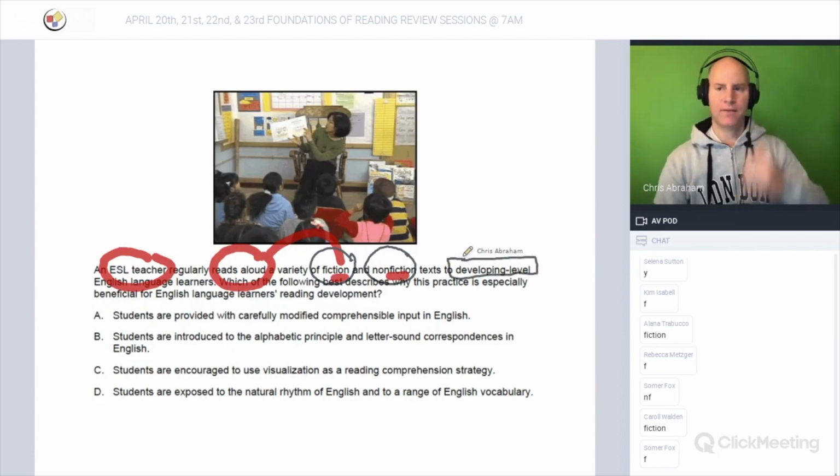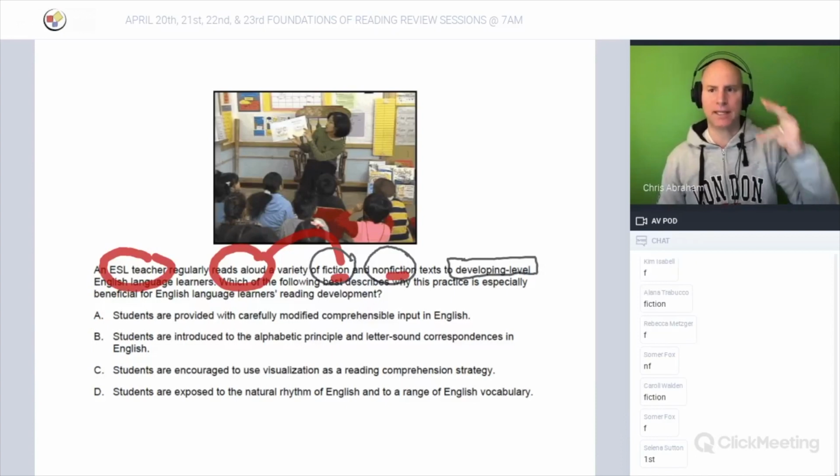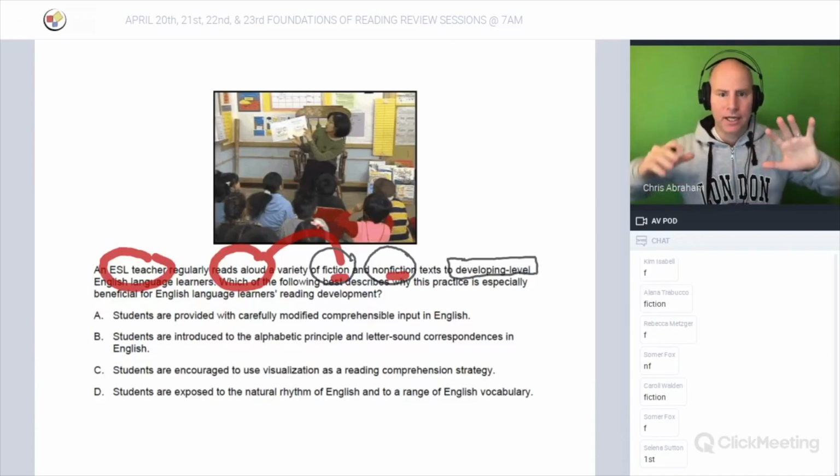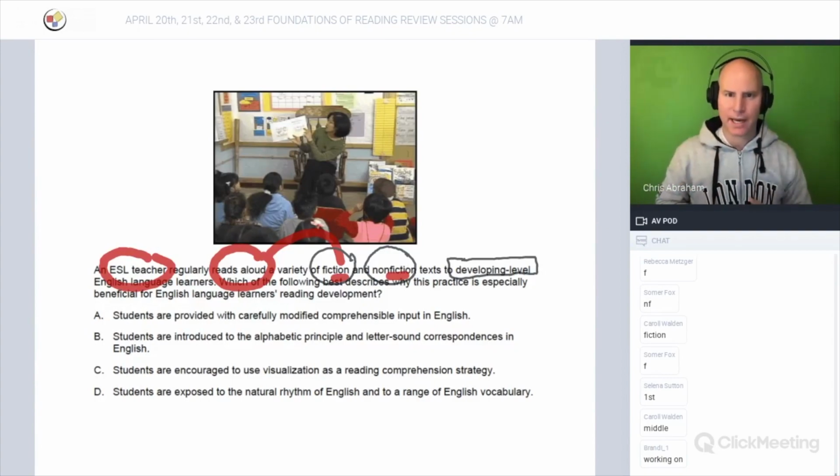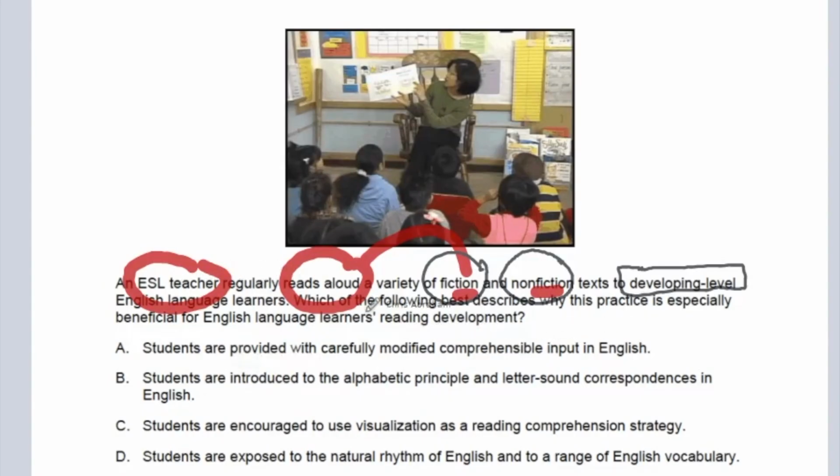What's developing? We have entering, emerging, developing, expanding, bridging, reaching. Developing is sort of intermediate, right? And they want to help them with what? They're doing all this reading of text aloud.